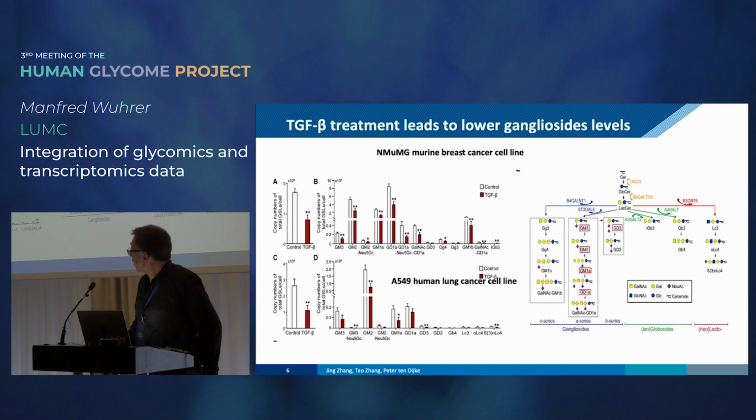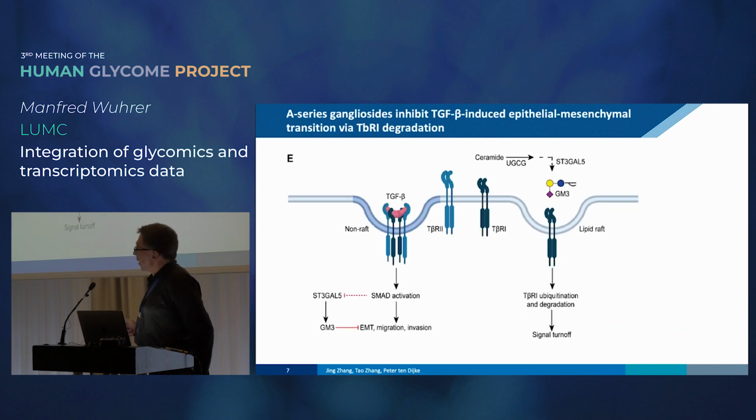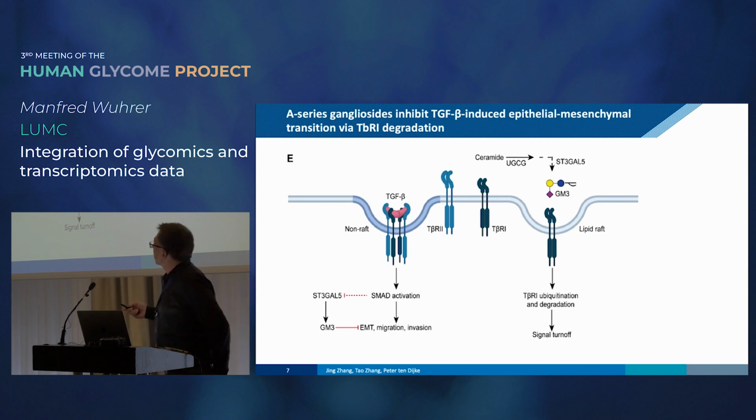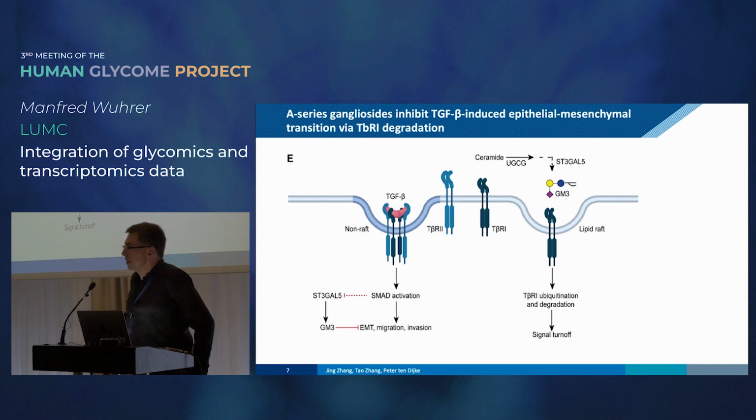And now I will zoom out into a model. So we did many more studies on these cell lines, and what we found out is actually that indeed the data I showed you is now on this left-hand side. TGF-beta signaling results in a lower expression of glycosphingolipids and less expression of gangliosides, also lower expression of ST3GAL5.